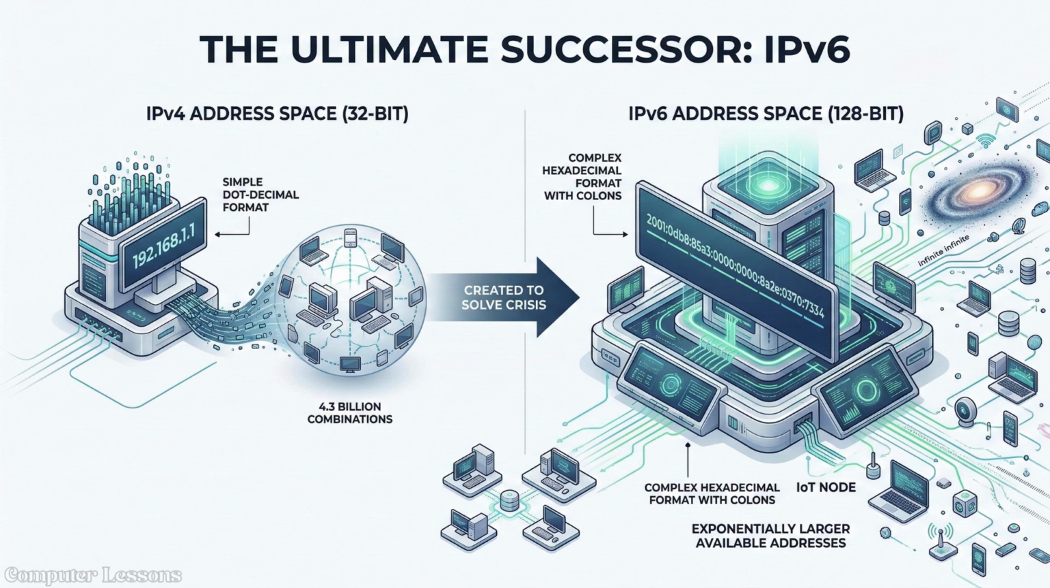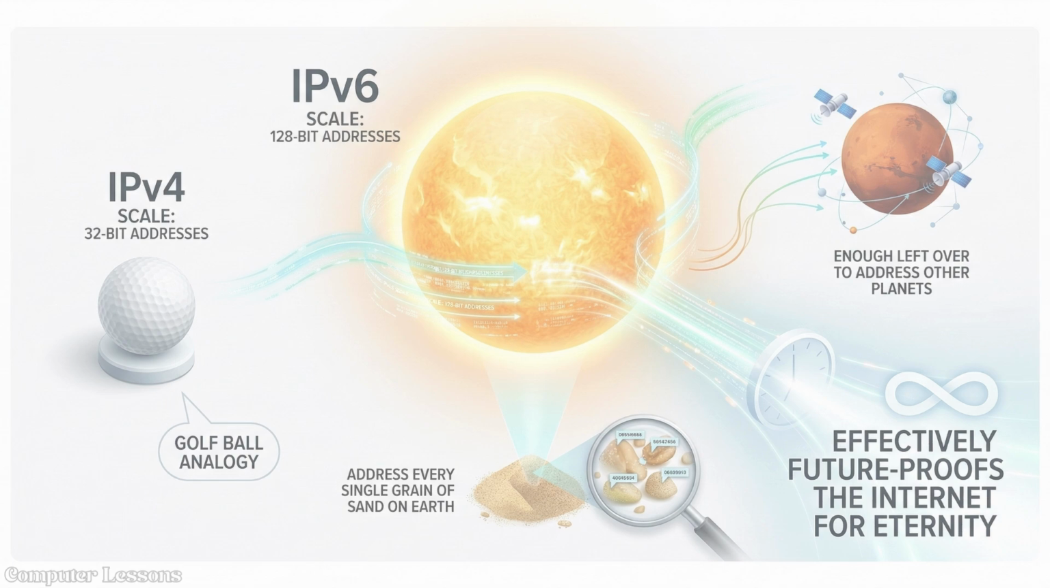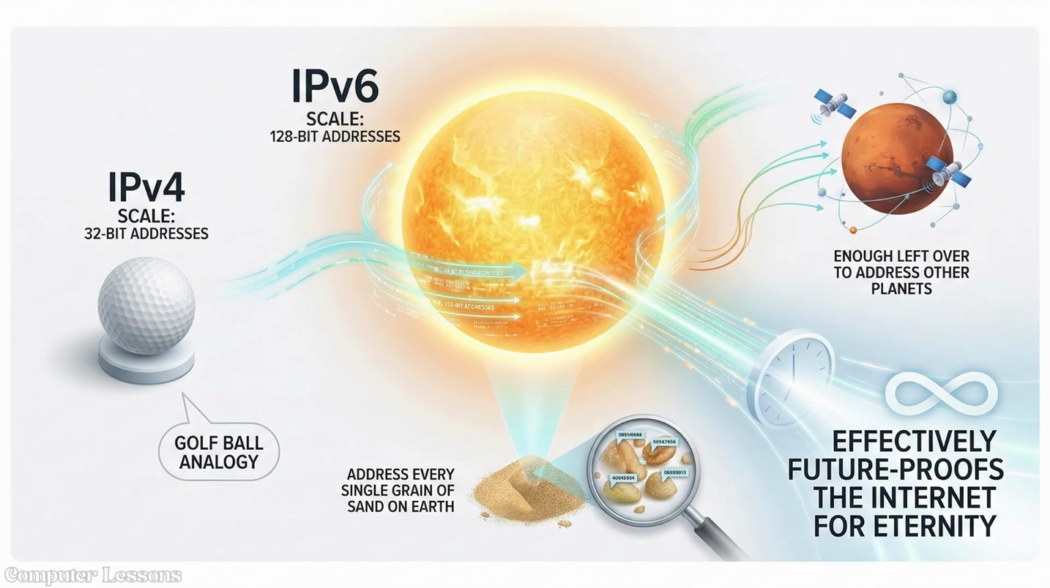Instead of 32 bits, IPv6 uses 128 bits, written in a complex hexadecimal format with colons. The number of available addresses is not just double, it is exponentially larger. To visualize the scale, if IPv4 was the size of a golf ball, IPv6 would be the size of the sun. We could assign an IPv6 address to every single grain of sand on Earth and still have enough left over to address other planets. It effectively future-proofs the internet for eternity.